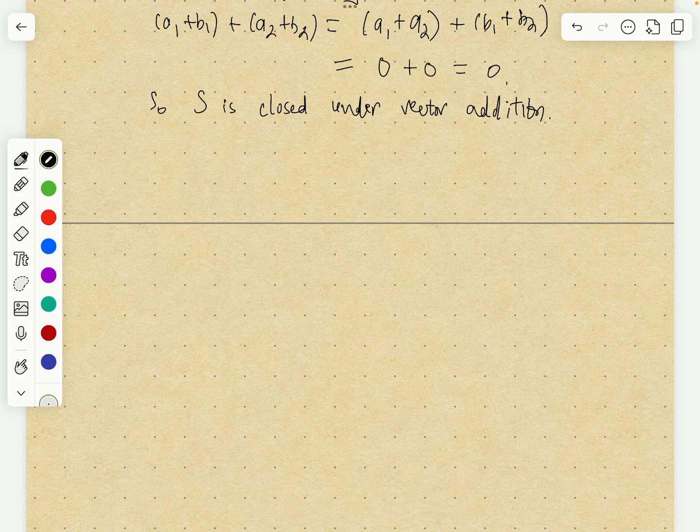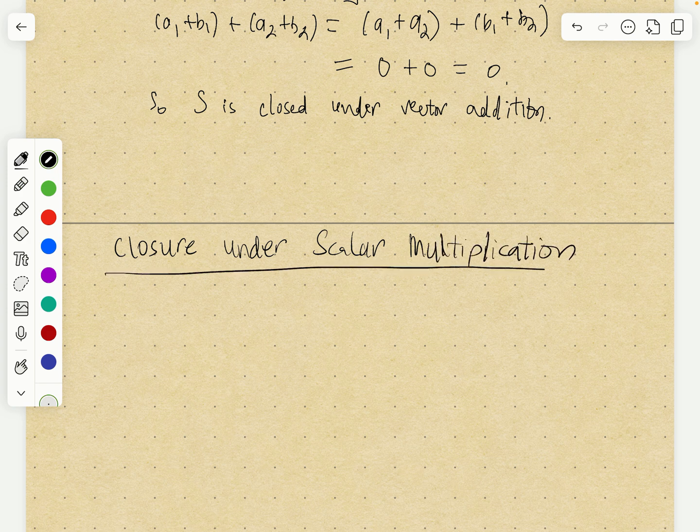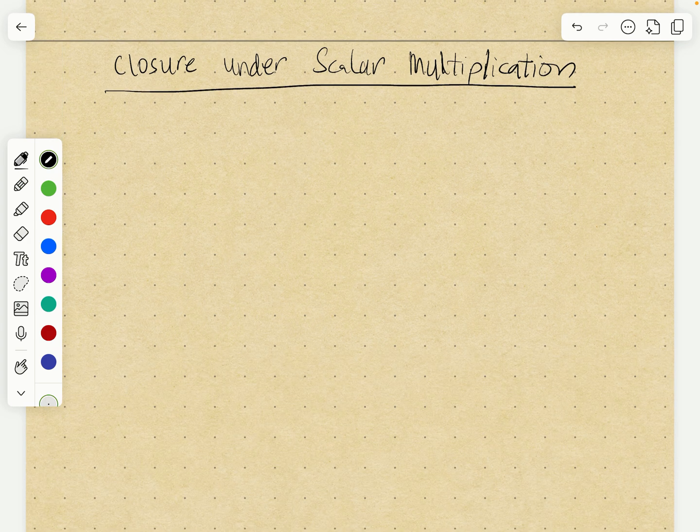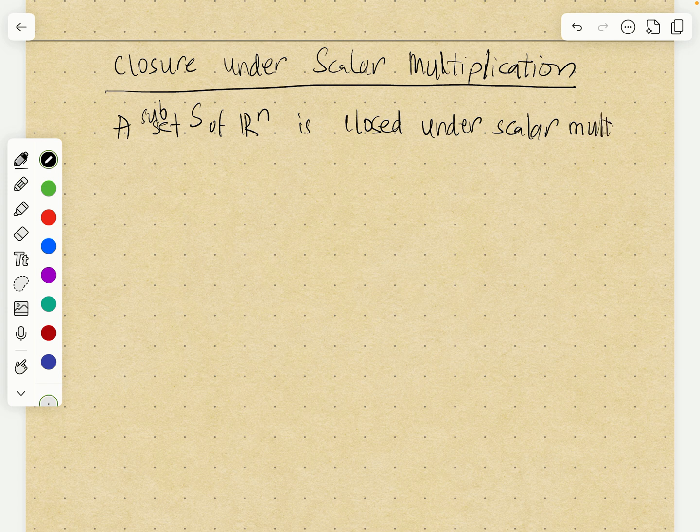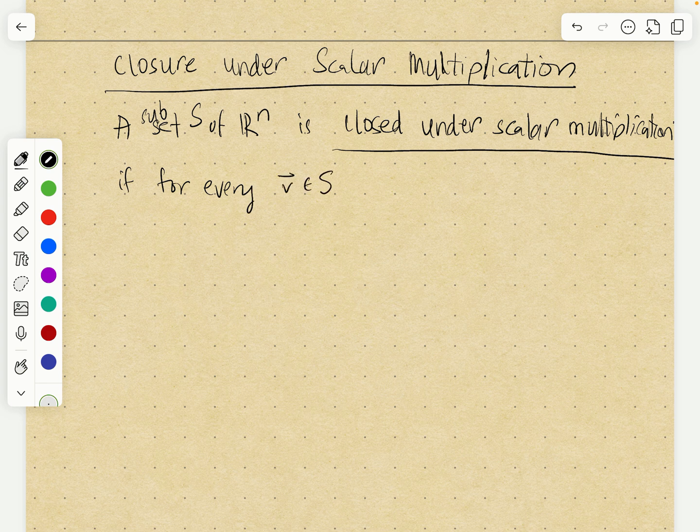Let's talk about a related topic, which is called closure under scalar multiplication. And this is similar to the definition of being closed under vector addition. So we say that a subset S of Rn is said to be closed under scalar multiplication if for every v in S and every scalar c, cv is also in S.